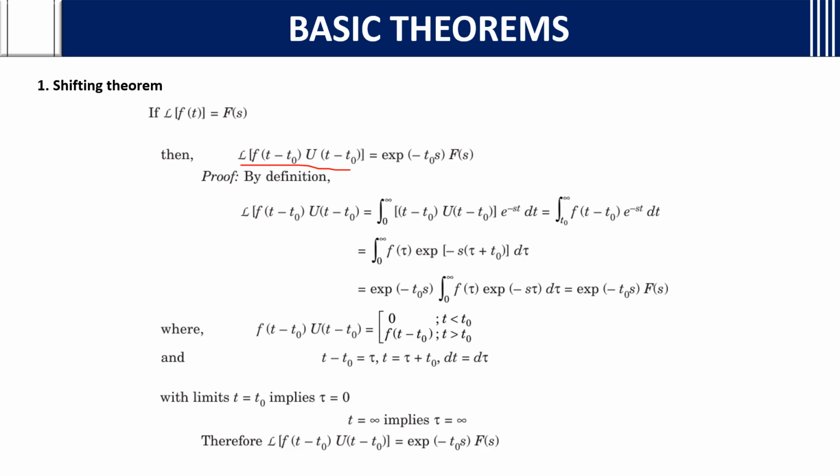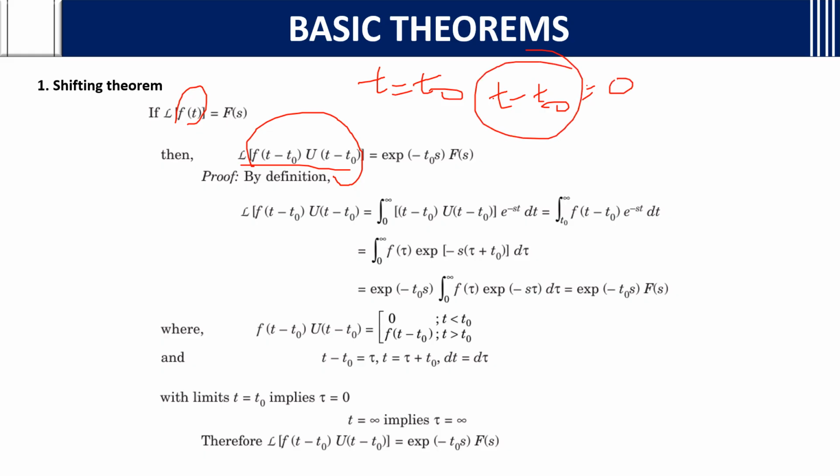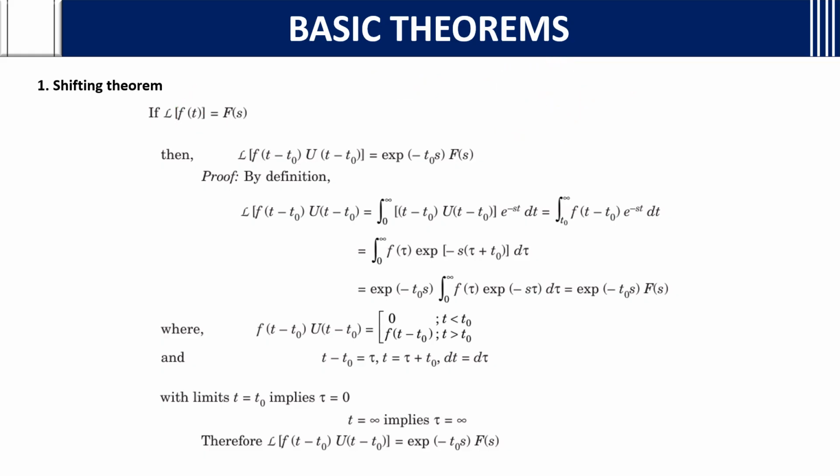L of f of t minus t naught, u of t minus t naught, means in the place of f of t, we are taking the shifted function, that is t minus t naught. Shifting we are taking as t naught. So t minus t naught equals 0 gives t equals t naught. So we can take this as the function f of t minus t naught. So f of t minus t naught into u of t minus t naught is equal to exponential minus t naught s into F of s.